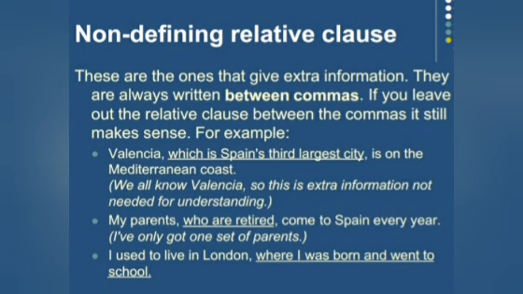Is it clear? So your non-defining relative clause will have a main clause in the sentence which will be separated with commas from the relative clause.